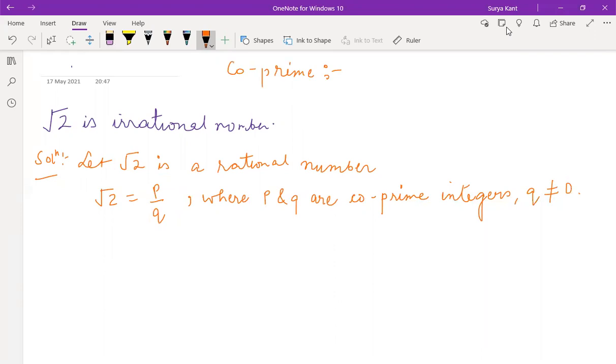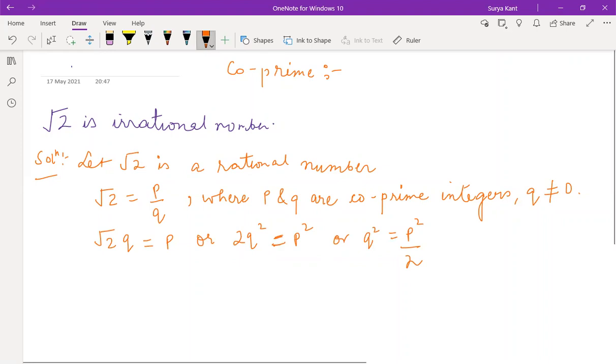So how to prove that? First of all, cross multiply. We can write root 2 q is equal to p. So we have to remove this root part. Squaring both sides, we can write 2q square is equal to p square. Can we write like this? Yes, sir. Then we can write q square is equal to p square by 2. Can we write like this?